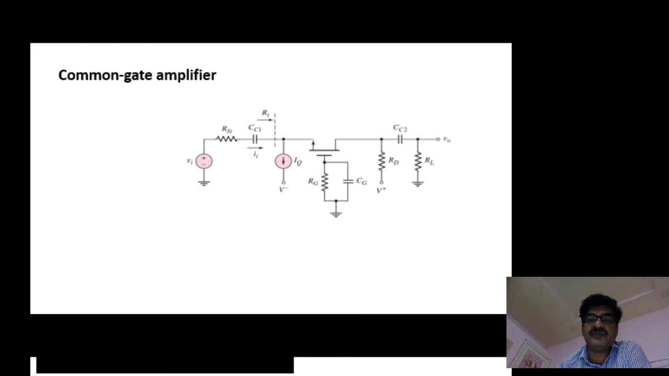See the diagram. The MOSFET is in common gate. The gate is at the ground potential, whereas the input is given to the source terminal and the output we are taking from the drain. CC1 and CC2 are the coupling capacitors at input and output. You know the purpose of coupling capacitors is to allow only AC components but block the DC components.